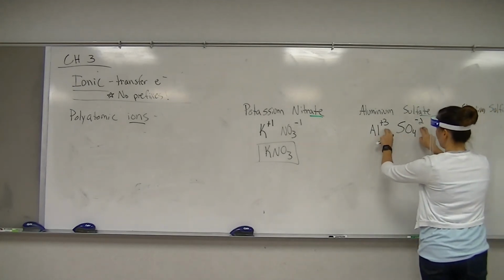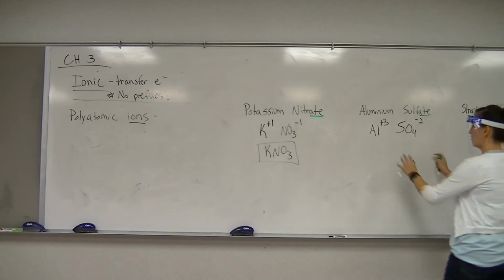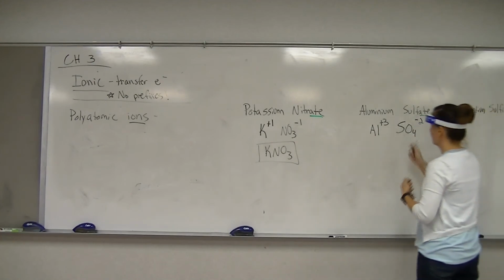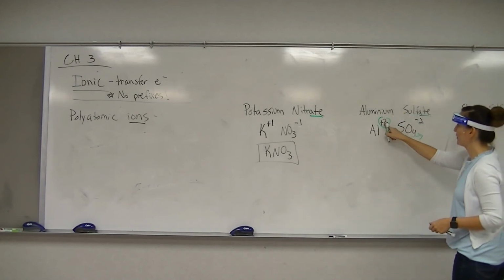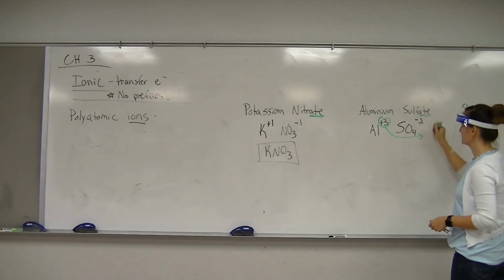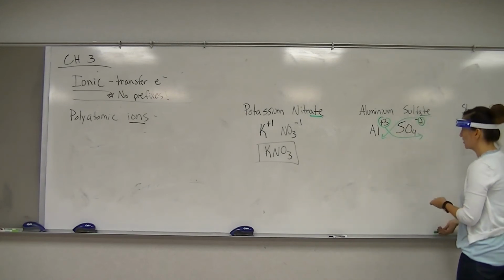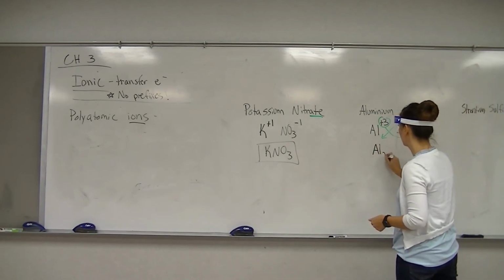Now the charges are not canceling. So I can do the crisscross method, or I can keep adding ions to figure out how many I need of each. Okay, I'm going to do the crisscross method. That means I need 3 sulfate ions and 2 aluminum ions. So what does that look like? I just said I needed 2 aluminum, so Al2.